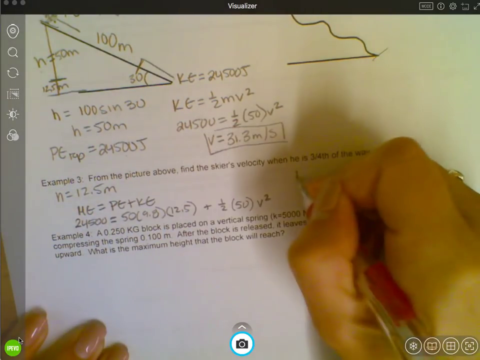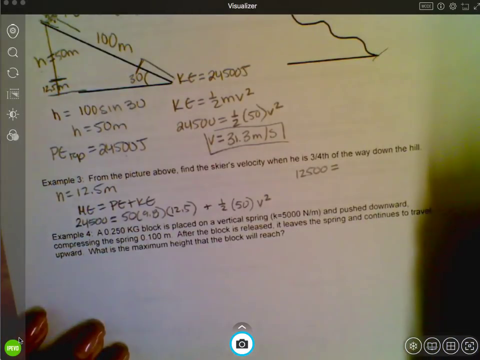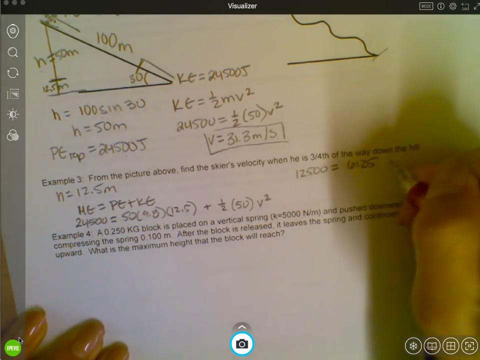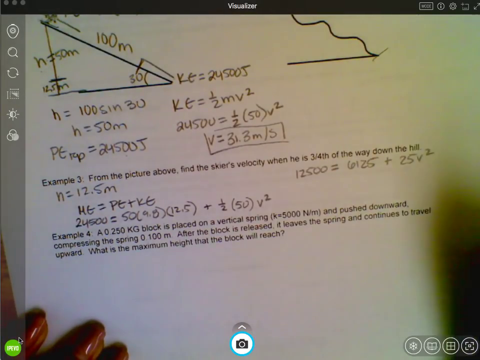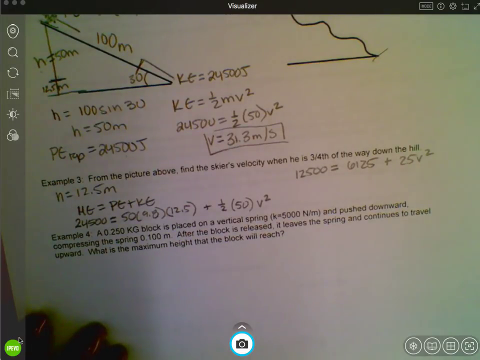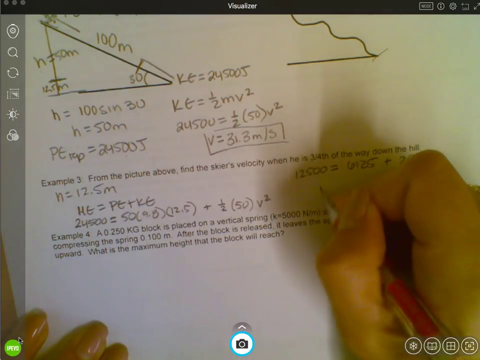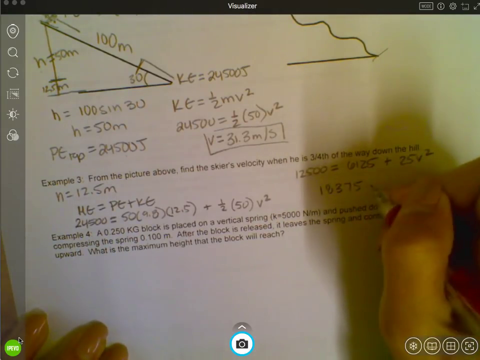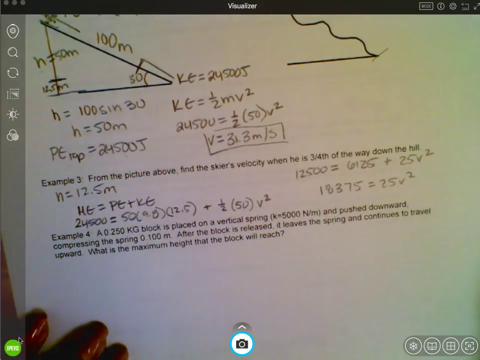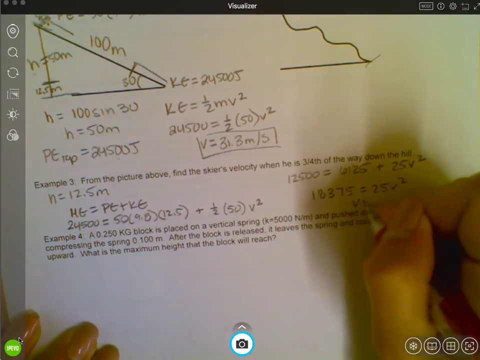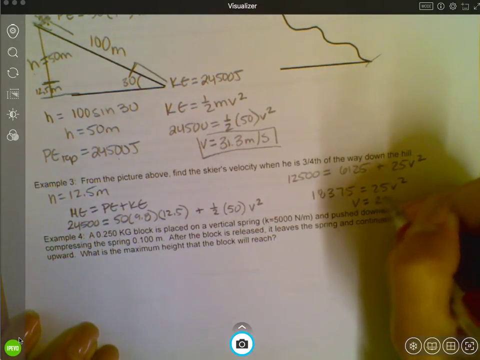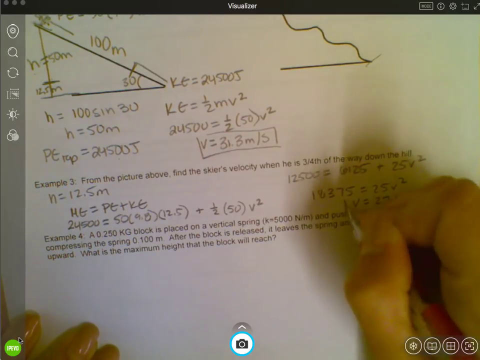So I'm going to rewrite this over here. We have 24,500 equals 6125 plus 1/2 of 50 is 25 v squared. I'm going to subtract 24,500 minus 6125. So I'm going to get 18,375 equals 25v squared. I'm going to divide by 25 and take the square root and get that the speed 3/4 of the way down will be 27.1 meters per second.